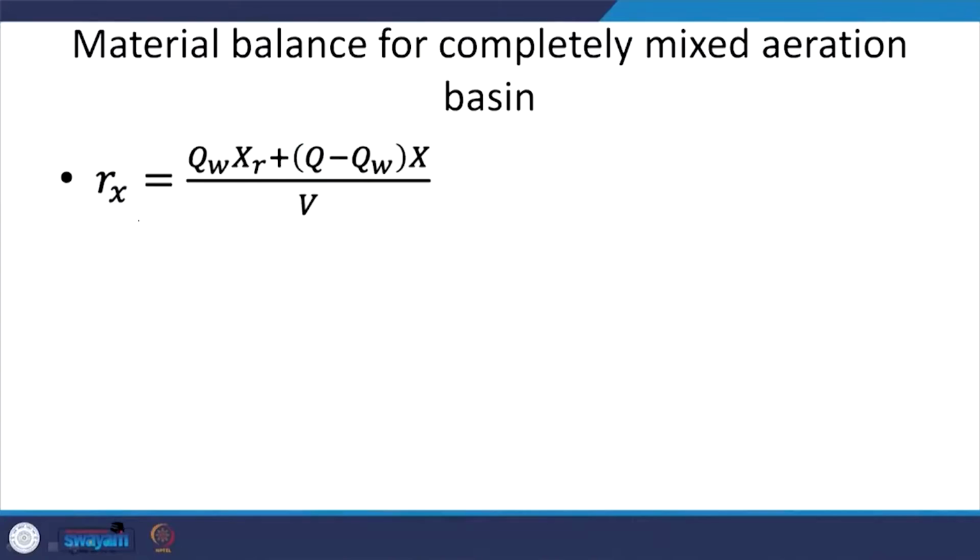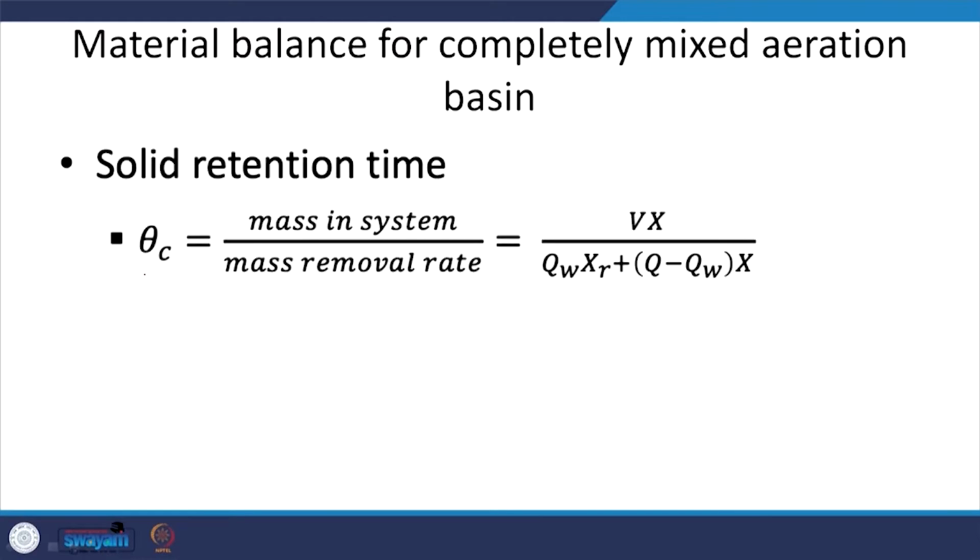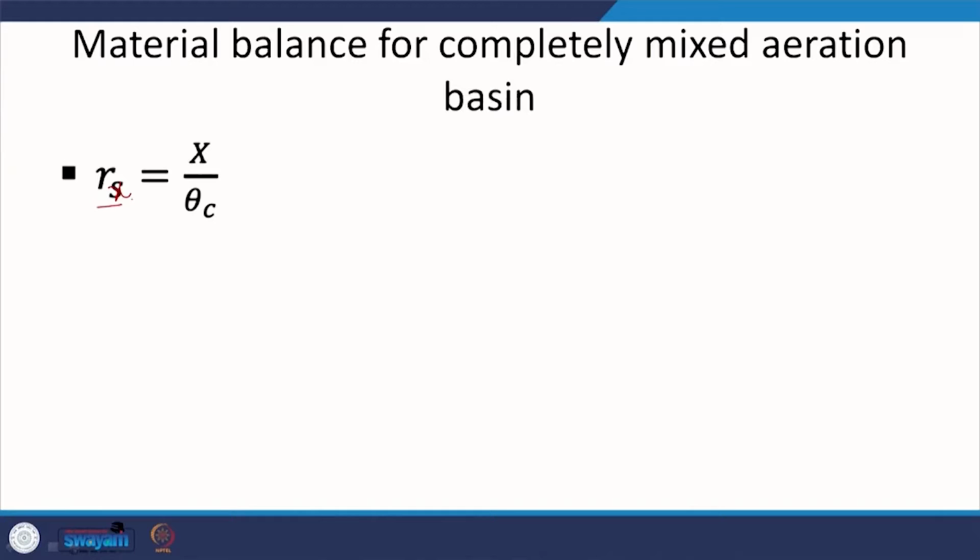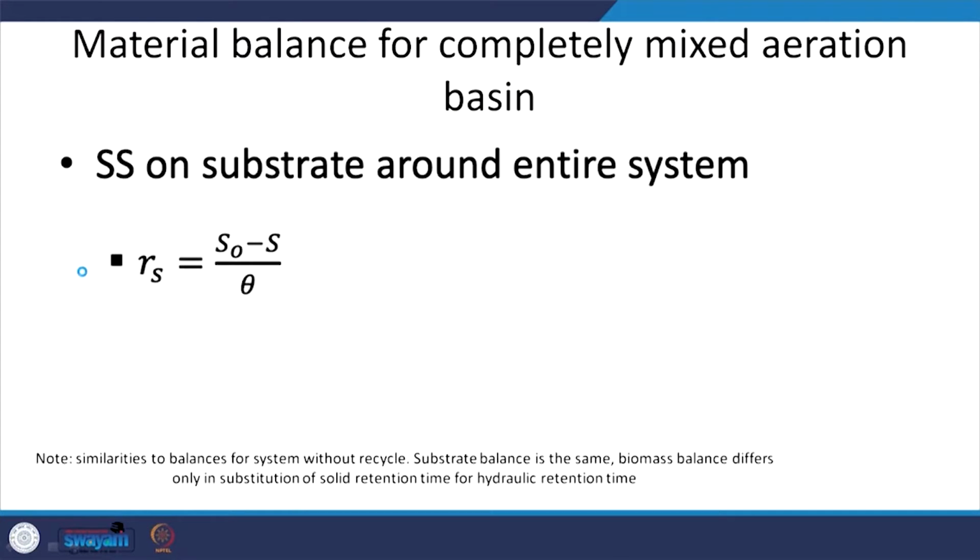And we looked at some variables. Let's look at them. So I guess this is Rx net, the net rate of microbial growth. And we also looked at theta C, which is a very important parameter, the cell residence time or solids retention time. How much time will the relevant microorganisms spend in your system? So we got this, and from that we get that Rx net equals x by theta C. And by applying the mass balance on S, or the substrate, we got this equation.